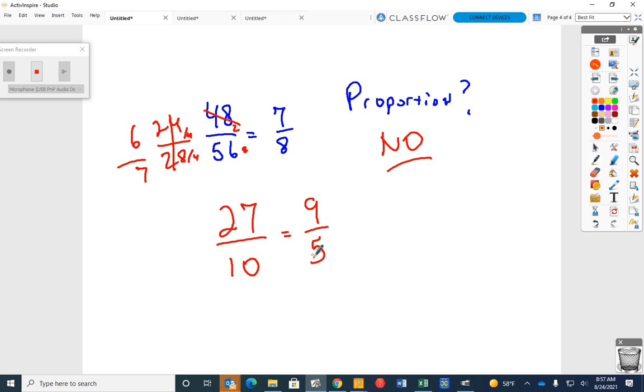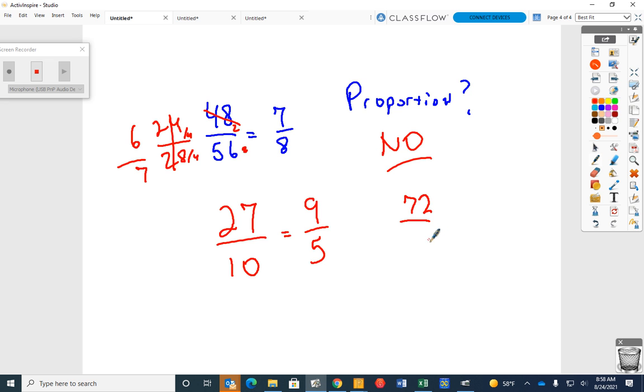What do I mean by that? Well, let's say I have, this is not a proportion, by the way. Let's say I have something like, well, I tell you what, I think all of these you can reduce to find a proportion. I think you're okay on that. Okay, try this one. Tell me if this forms a proportion. And this one's tricky.